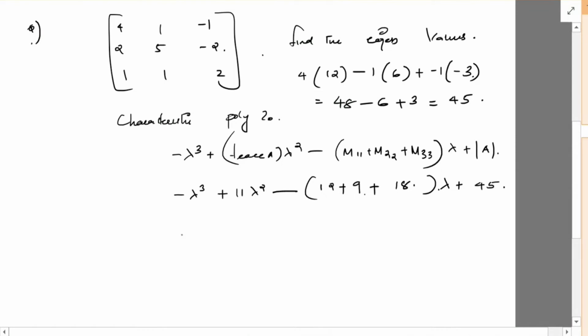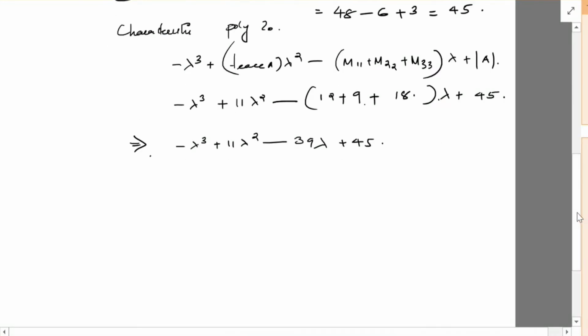So determinant is 45. Okay. So we got the characteristic polynomial as minus lambda cube plus 11 lambda square minus of 12 plus 9 plus 18, which will be 39. So minus 39 lambda plus 45. That is the characteristic polynomial. Now what? Now take the divisors of this constant term. So we need to find out the roots of this polynomial. So take the divisors of 45.